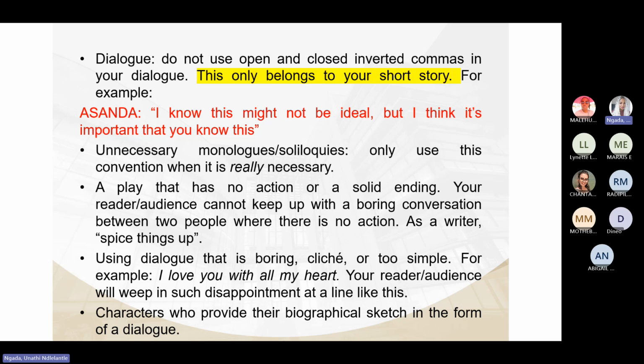Please avoid unnecessary monologues or soliloquies. Only use them when it is really, really necessary. Try and not overuse them. For example, character A is saying a monologue, and then character B responds by saying another monologue, and then character C responds to character A and B by saying another monologue. Please avoid overusing the monologues and soliloquies.